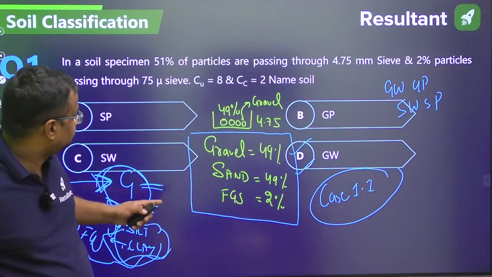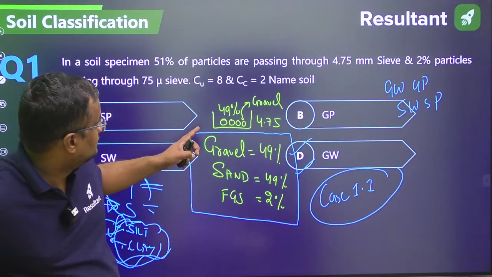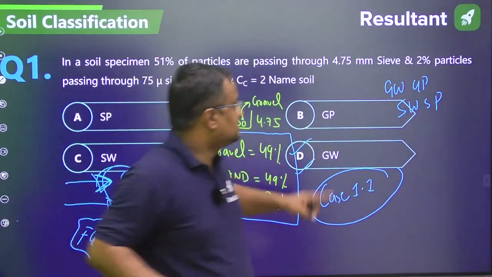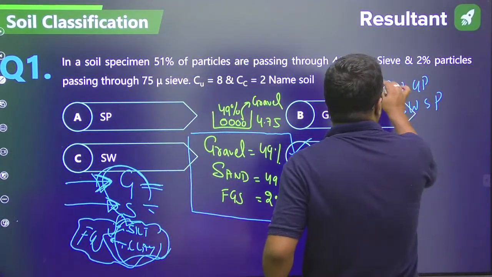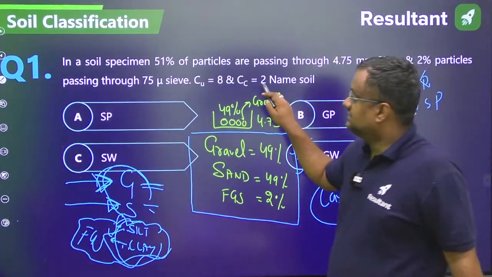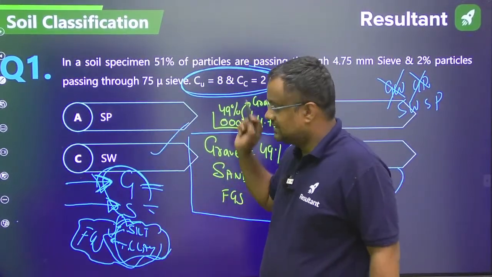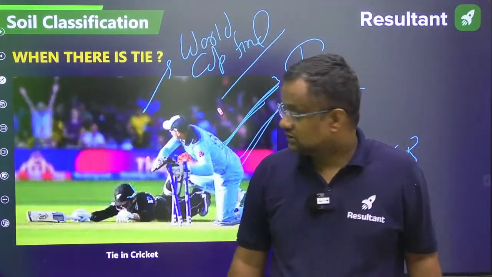So here, gravel and sand both are there. So the name will be this. Gravel with sand will be given the preference, so these names will not be there. SW or SP, and these are in the range of W. So it will be SW. Got it?